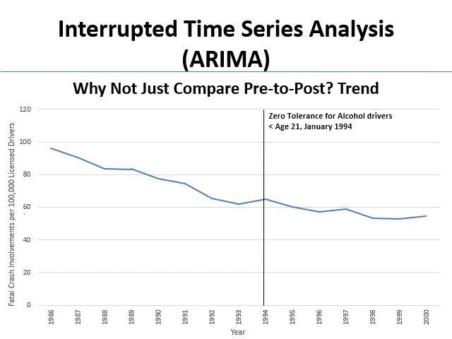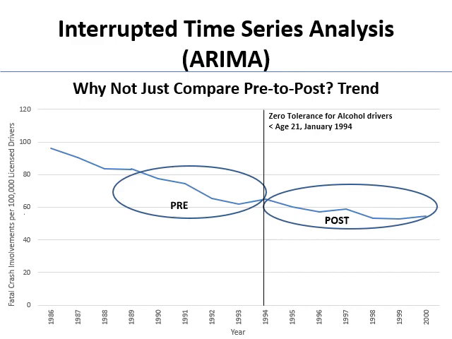And so what do you see, though? Does it look like this series of fatal crash involvements was changing regardless of zero tolerance? Well, hopefully you see a trend. So you've got your pre period and your post period, and this is what they compared. Would this be a fair comparison? No. Why? Well, they were trending down anyway.